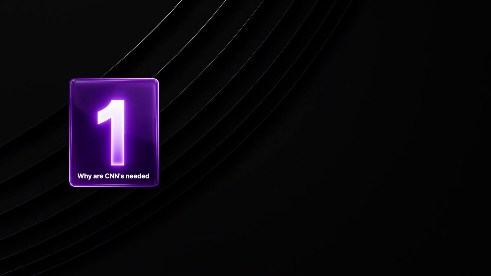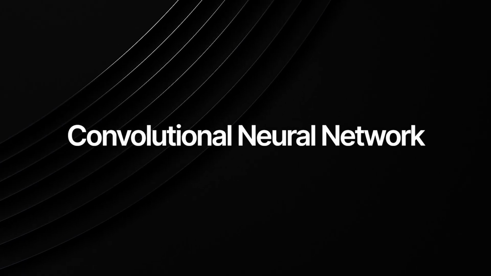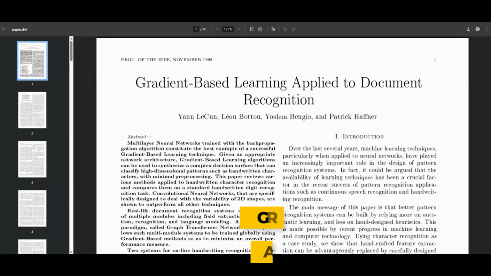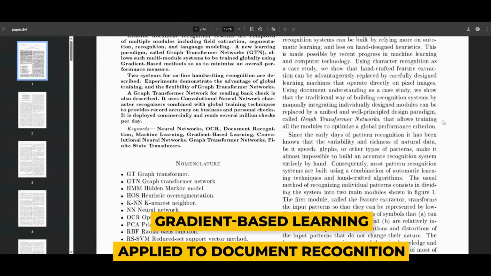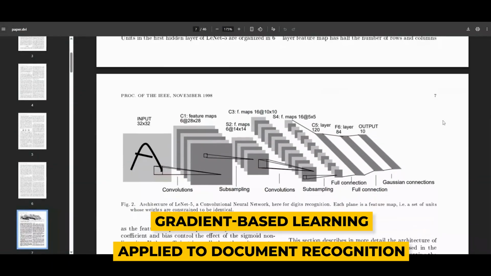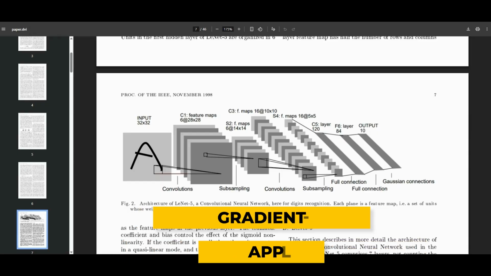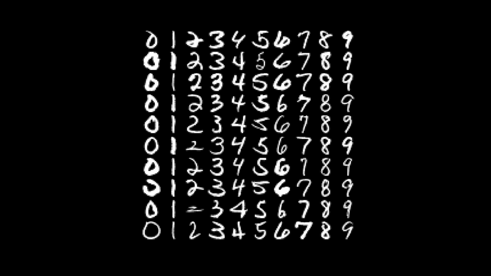Let's start with why do we even need CNNs? Why did the researchers come up with this neural network architecture? CNNs weren't an overnight success. The concept was famously introduced in the 1998 paper Gradient-Based Learning Applied to Document Recognition by Yann LeCun and his co-authors. They started by teaching computers to read handwritten zip codes.